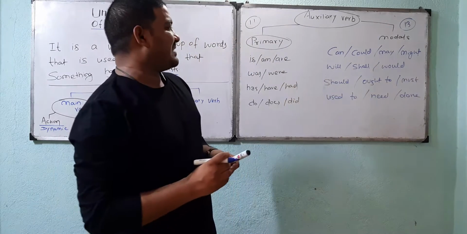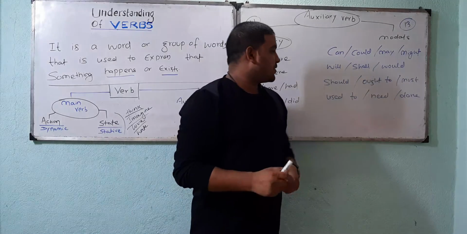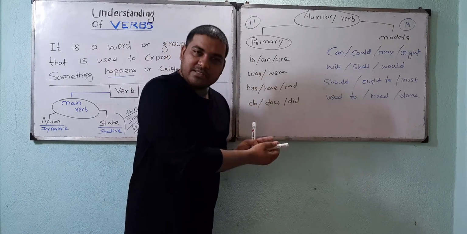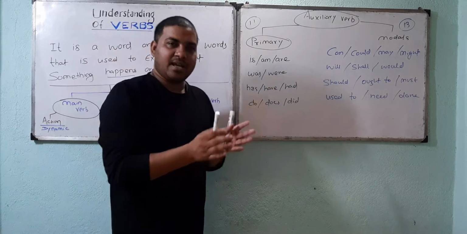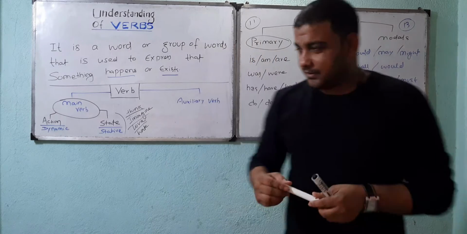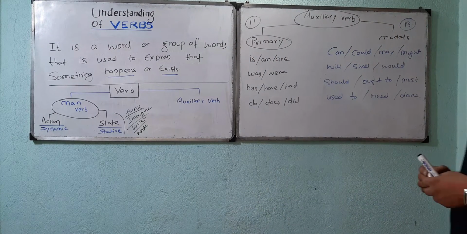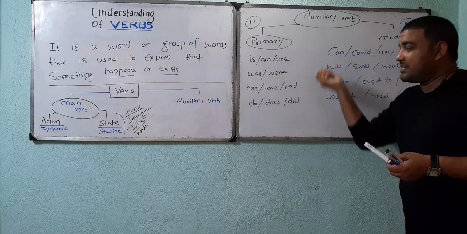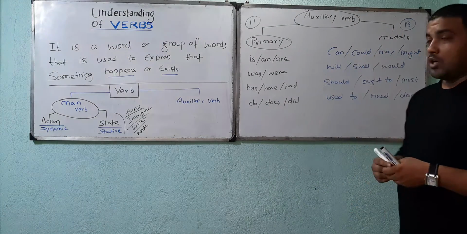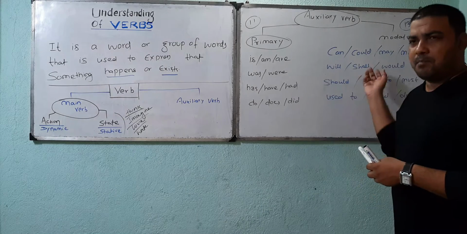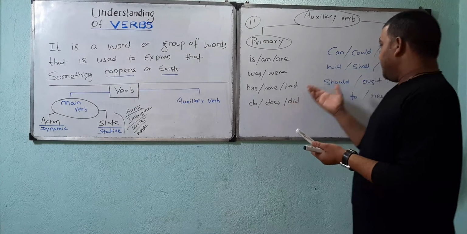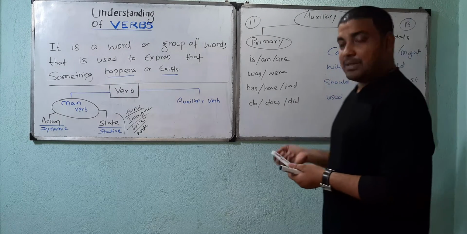So guys, you can simply think these modal verbs are known for their own expression. But primary auxiliary verbs do not have their own expression. So far as these modals are concerned, we all know that can is used to show ability, could is used to show the past form of can, whereas may, might are used for remote possibilities. In the same way, will, should, used to, they all have their own expressions.